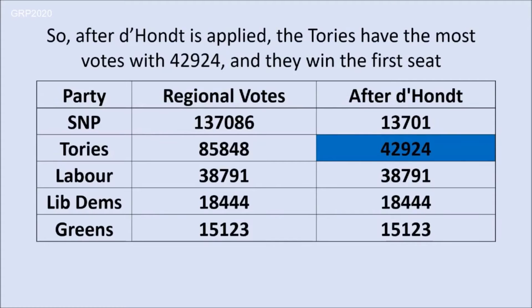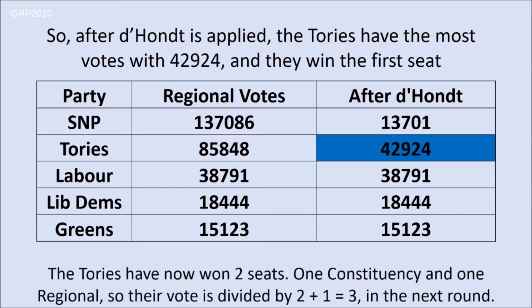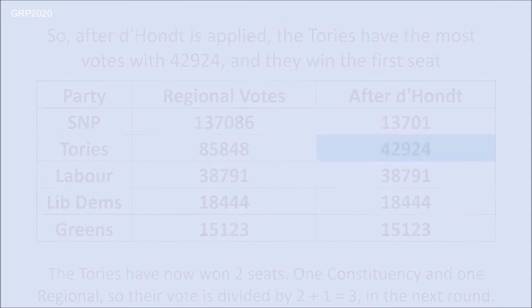So, after D'Hondt is applied to all the parties, the Tories have the most votes with 42,924, and they win the first regional seat. So now the Tories have won 2 seats in total, 1 constituency and 1 regional, so next time their vote is divided by 2 plus 1, making 3 for the next round.